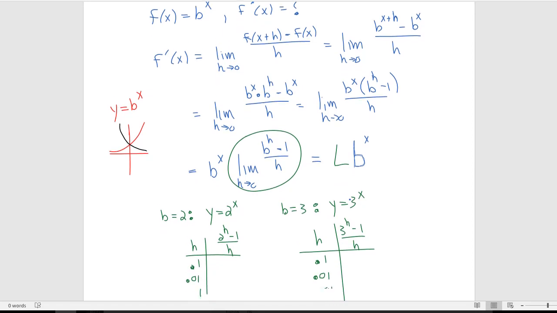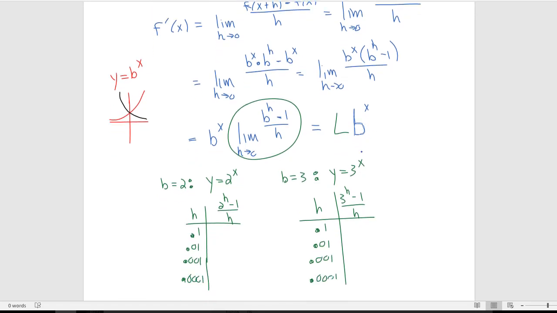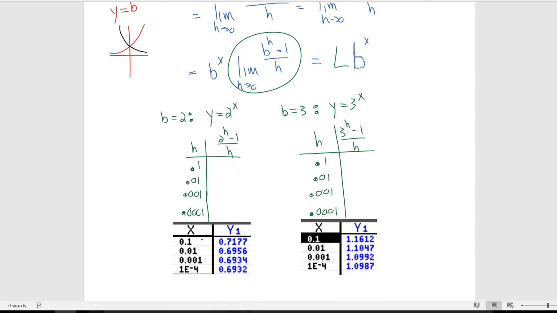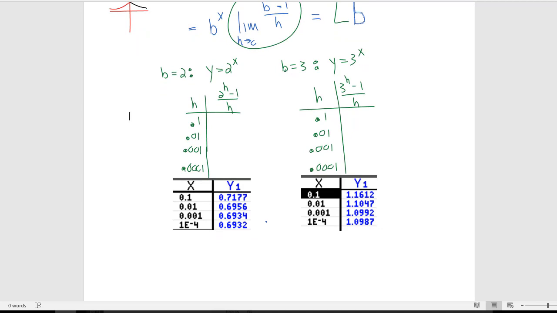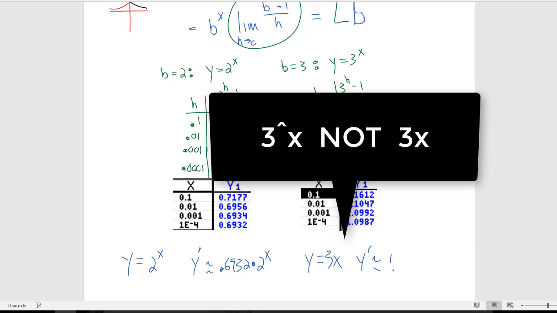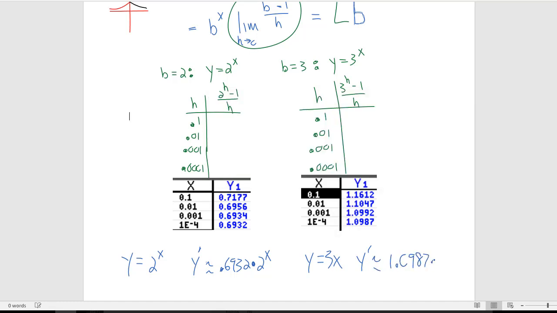So we said, well, what would this look like if the base is 2? Or what would this look like if the base is 3? So if we looked at 2 to the x, here's what that base expression became. So in other words, our number when we have 2 to the x is 0.6932. Let me write that down as our summary. If we have y equals 2 to the x, y prime is approximately 0.6932 times 2 to the x. That's what that table showed us. And then again, for y equals 3 to the x, y prime would approximately be 1.0987 times 3 to the x.